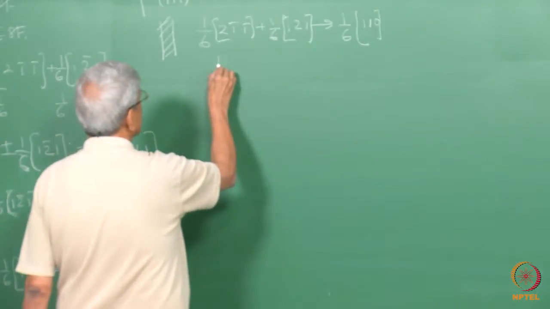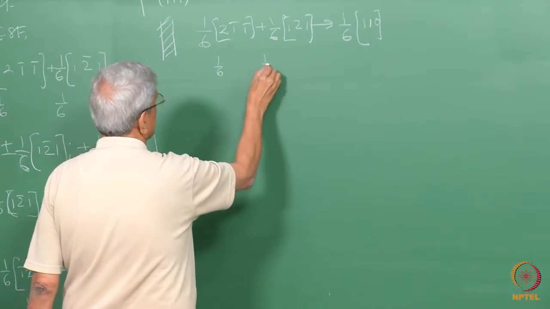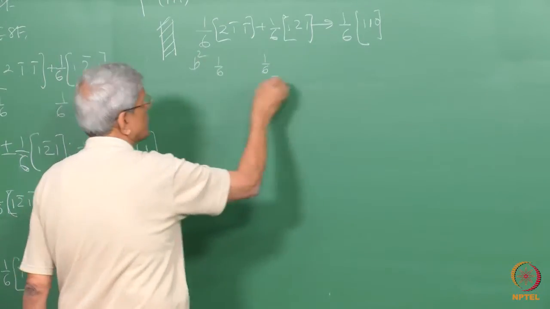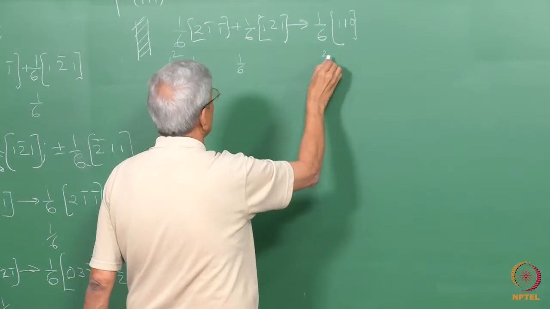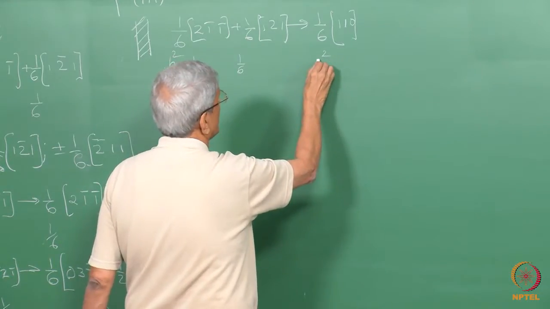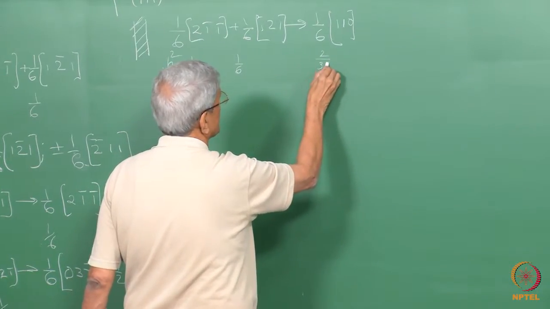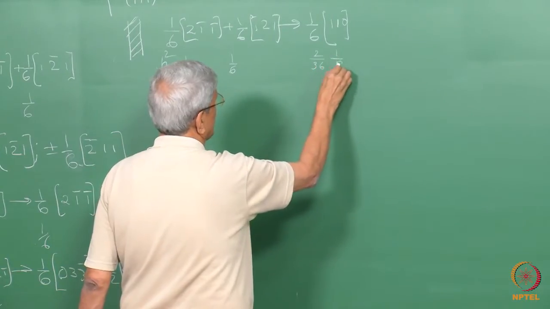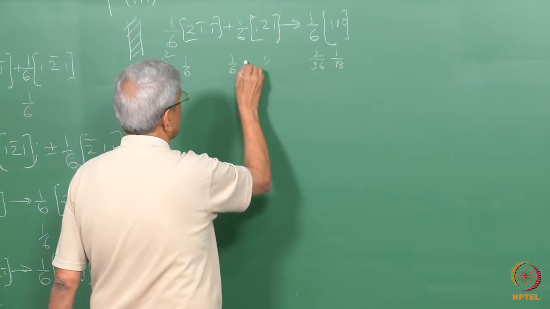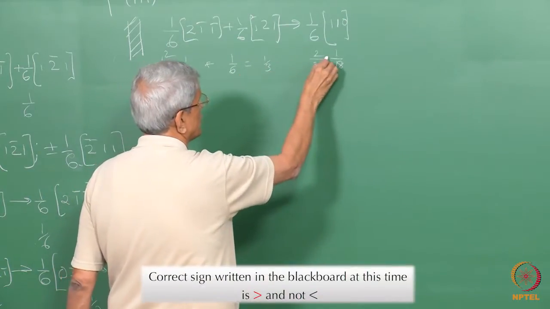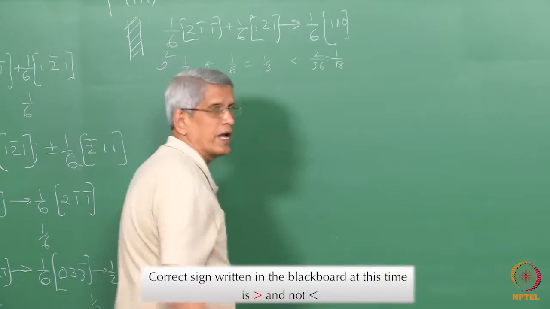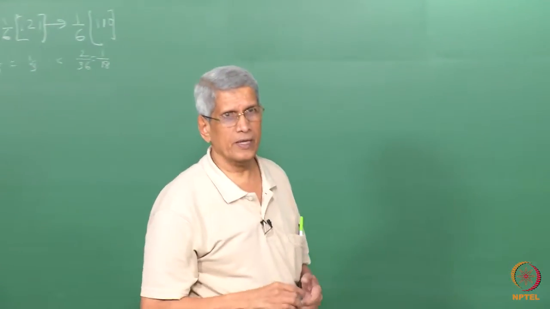Look at the self energy. Here it is 1/6, here it is 1/6, b squared is, and this will turn out to be 2/36, correct? So it is 1/18. So here it will be this, plus it will turn out to be 1/3. So this is small, so this reaction is possible, correct?